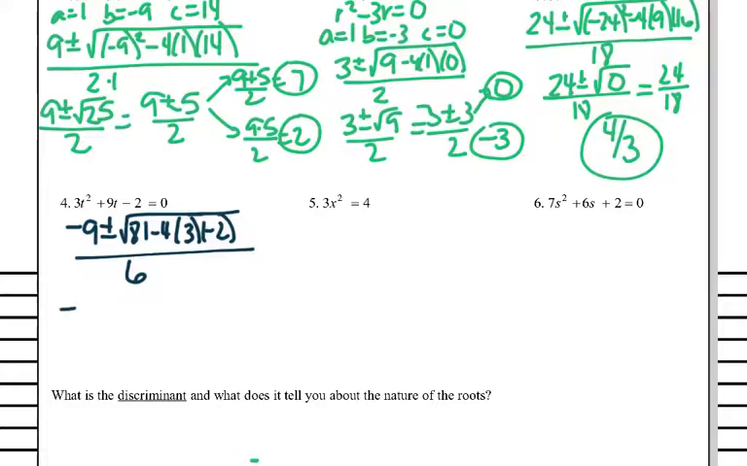So this is our first one that doesn't really come out even. Square root of 105 over 6, we would just leave it like that. It's kind of nicer when it's not a perfect square, right?